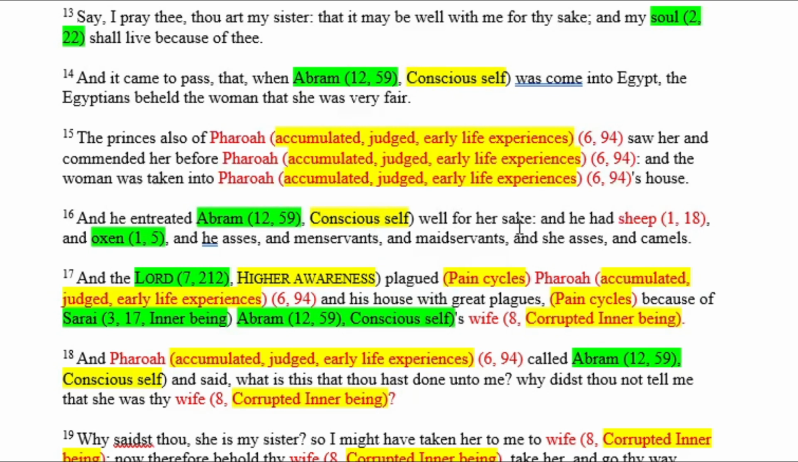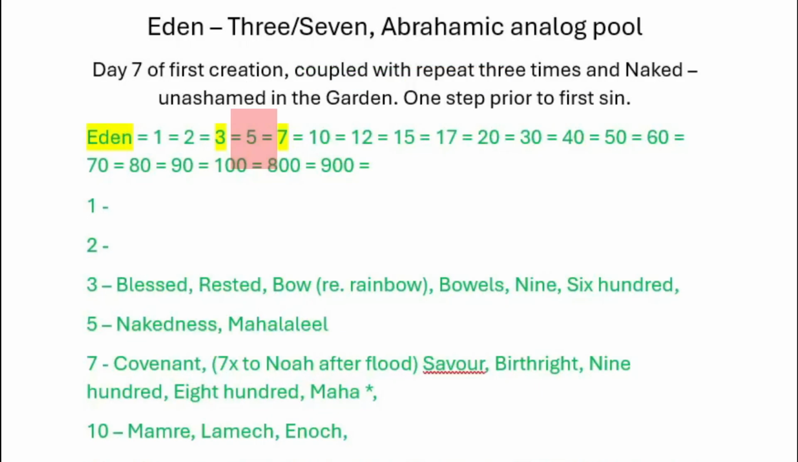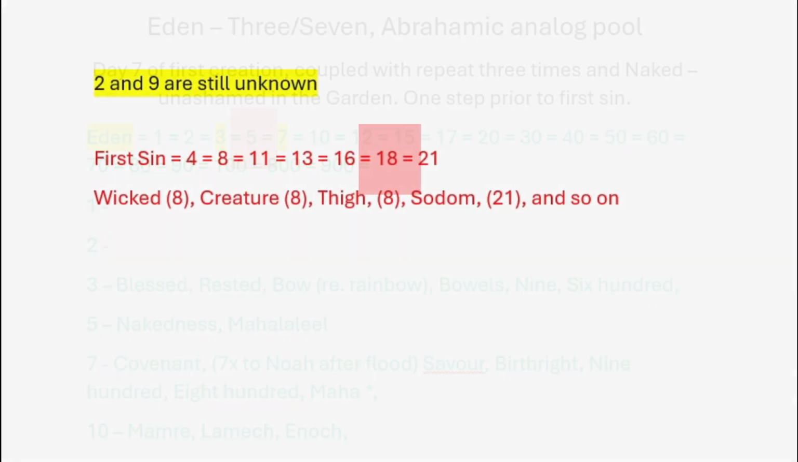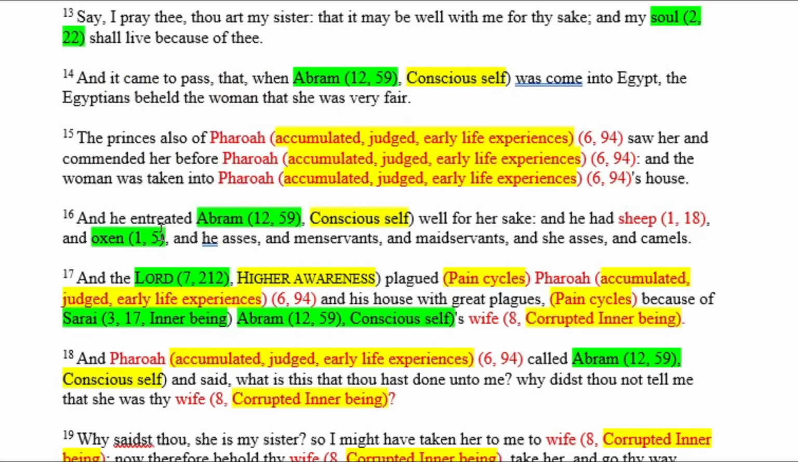And we see that the conscious self was treated well. We had sheep and oxen. Treated well, we've got to make sure that these are animals. We've collected these things. The sheep, 1:18, and oxen, 1:5. So sheep are going to be the bad thing to have, and oxen are going to be the good thing. I didn't continue on with looking at these.